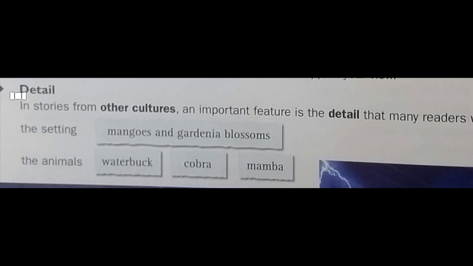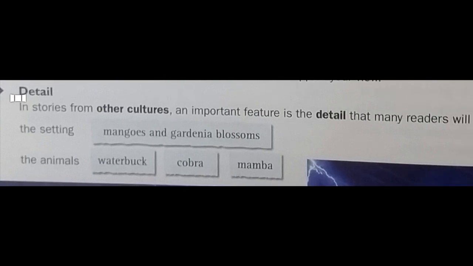It should be new information for the readers. The story should include new information for the readers, information that they don't know, in order to know the other culture. Okay, that's it for today.